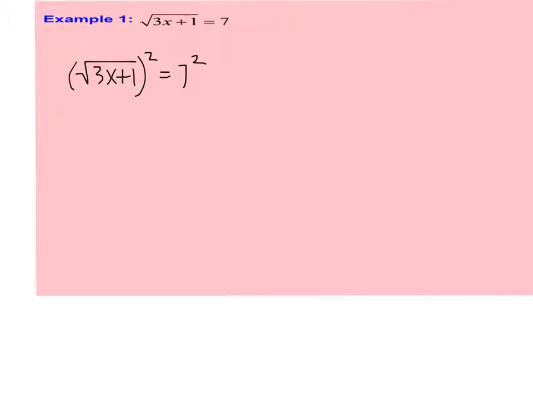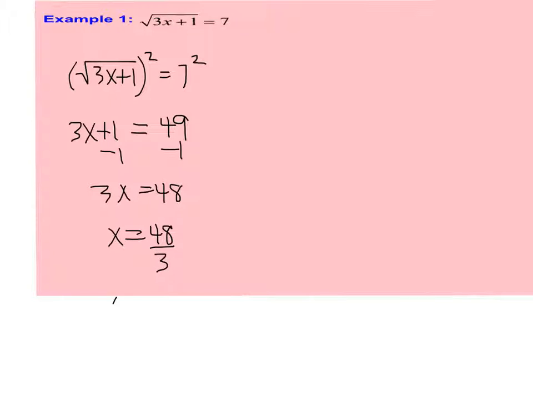Because if I square a square root, those are inverse operations, so I'll just be left with 3x plus 1 on the left-hand side. And then 7 squared is 49. Now we just have a basic linear equation to solve where we'll want to isolate x. So I could subtract 1 from both sides and I'll get 3x equals 48, or x equals 48 over 3, so x equals 16. We do want to do a check for these problems to make sure when we plug our solution back in that we get a valid statement.